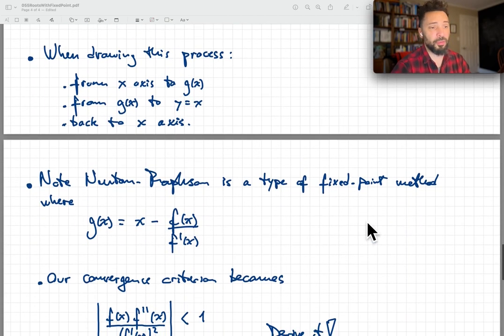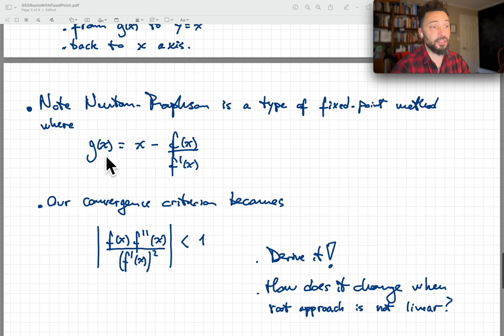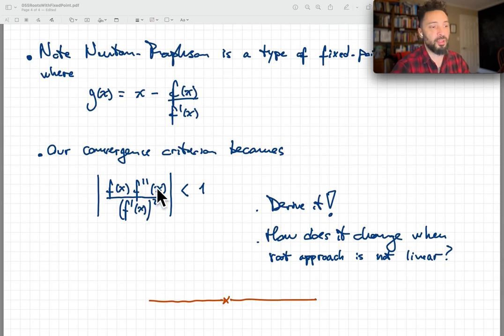So note that the Newton-Raphson method is actually a type of fixed point method. But in that case, there's a very specific g of x. In that case, g of x is x minus f of x divided by f prime of x. And so in that case, our convergence criterion, that the derivative of g of x has to be in magnitude less than 1, gives us this more complicated expression in terms of f. So f of x times f double prime of x, the second derivative, has to be divided by f prime of x squared, and then that whole quantity has to be in magnitude less than 1. So you can derive this very easily by taking just one derivative of g of x.